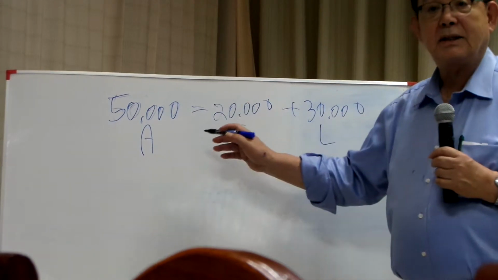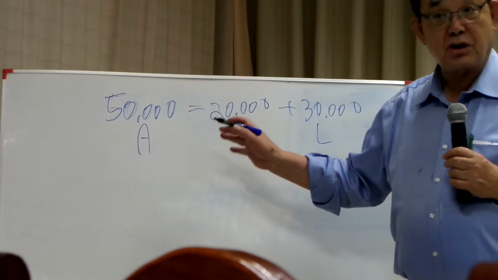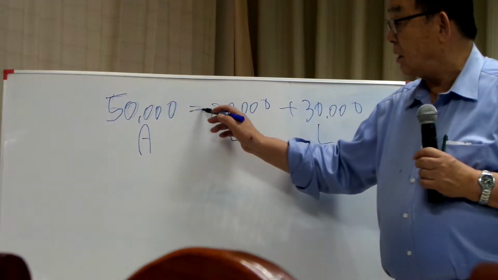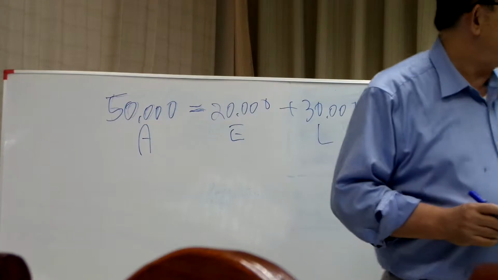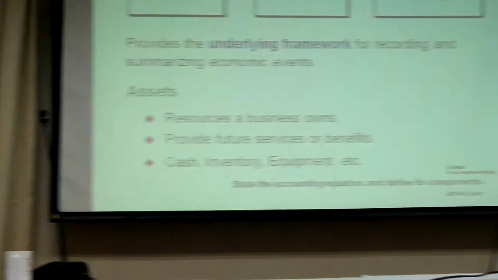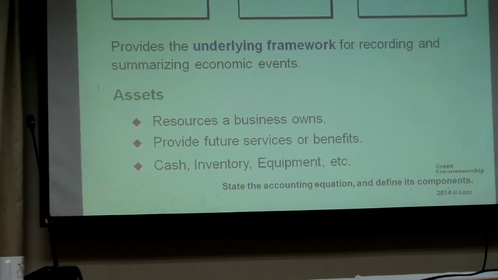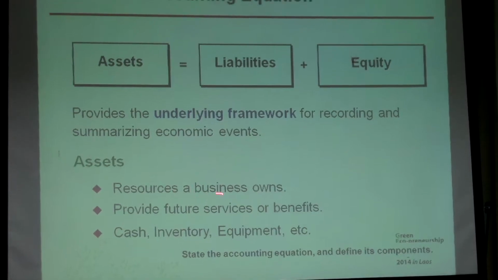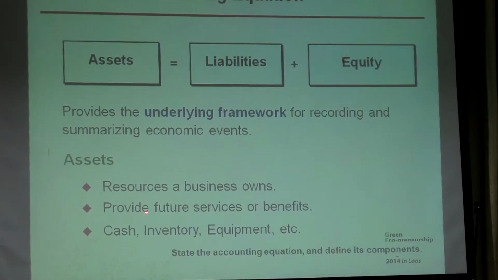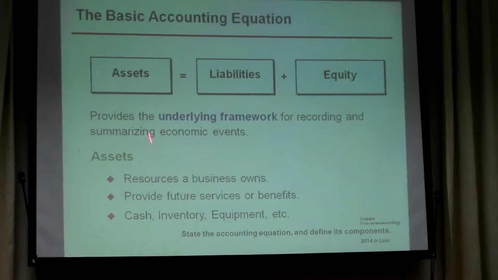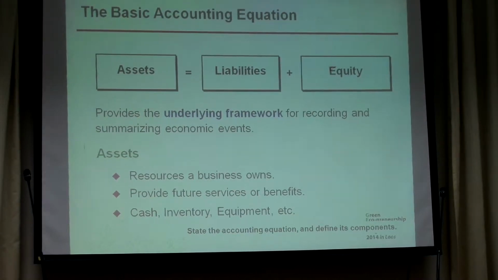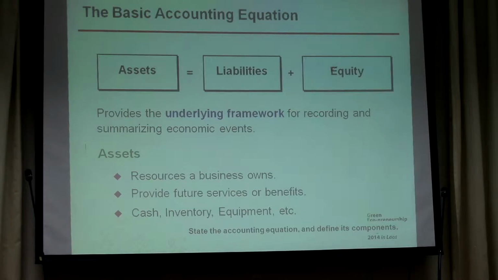No matter what, this is the Constitution. Okay? Has to be equal. Equality in equation. So the assets over here, this is a resource the company owns, and the asset will provide a future service or benefit. And under the asset, there are cash, inventory, equipment, and accounts receivable. What are accounts receivable? The money you will receive in the future, or notes receivable, or company advances, prepaid expenses. All these kinds are under the asset.